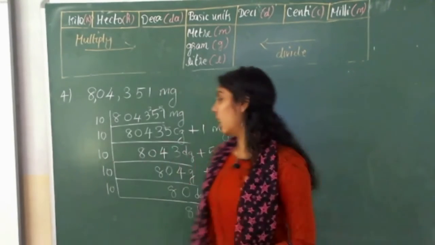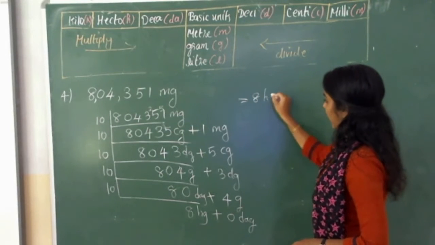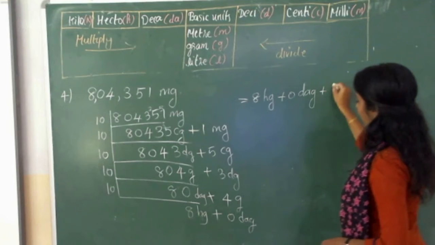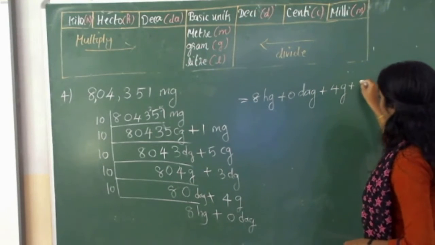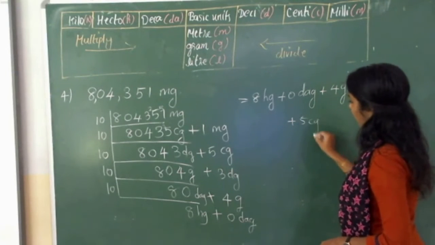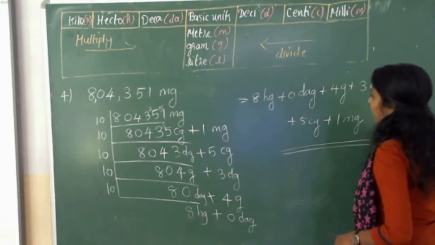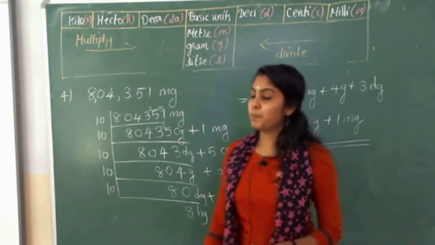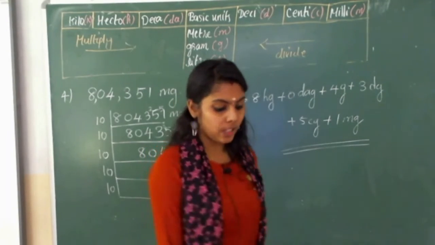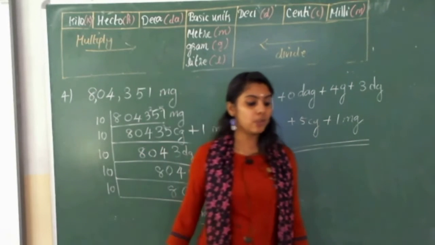So what's the answer? Answer: 8 hectogram plus 0 decagram plus 4 gram plus 3 decigram plus 5 centigram plus 1 milligram. Like this we will convert the smaller units into bigger units. I hope it's clear. You can practice more problems in your textbook, page number 126.